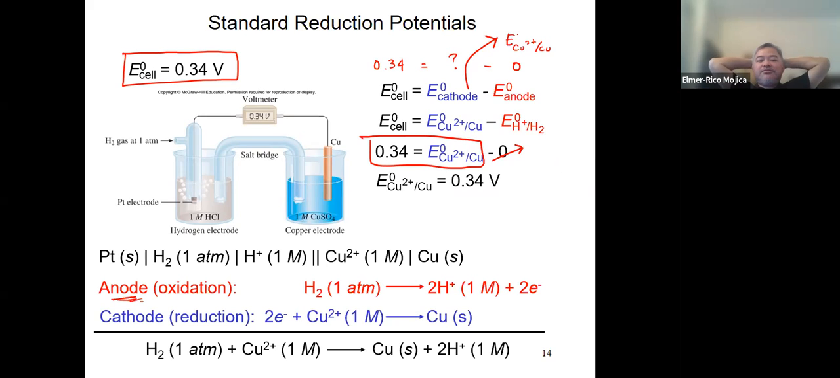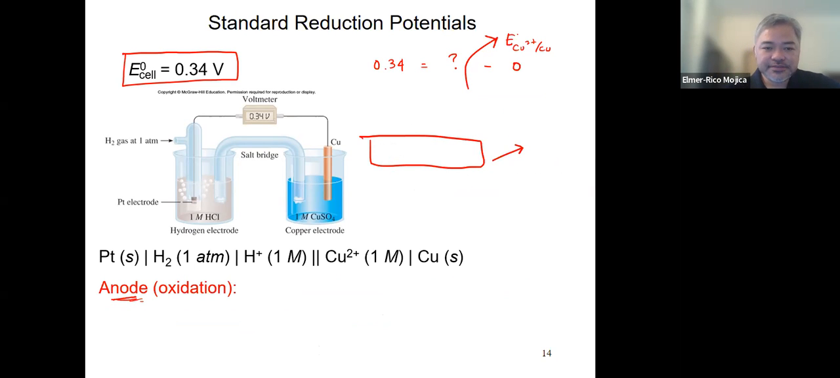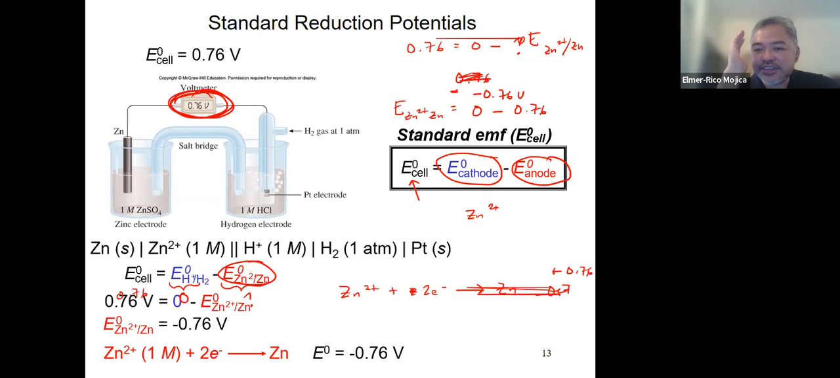Now, try to look at this. When copper is matched with your SHE, the SHE serves as the anode. But when zinc is matched with your SHE, the SHE serves as the cathode. So what is crucial here? You need to determine which one is happening in the cathode and which one is happening in the anode. That's the crucial thing for you to know.